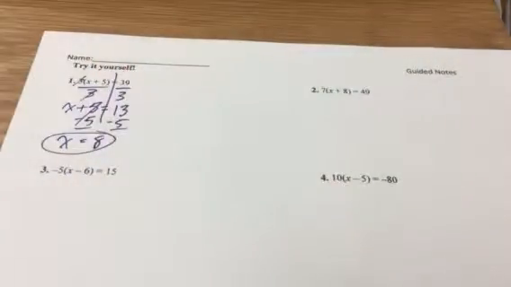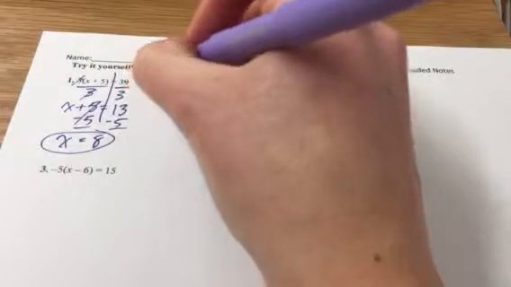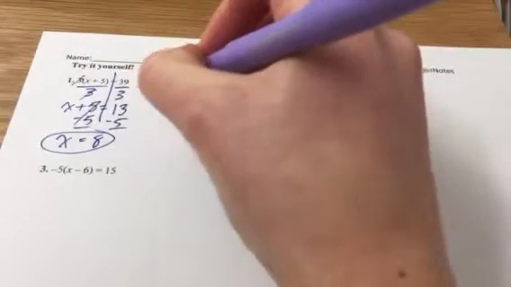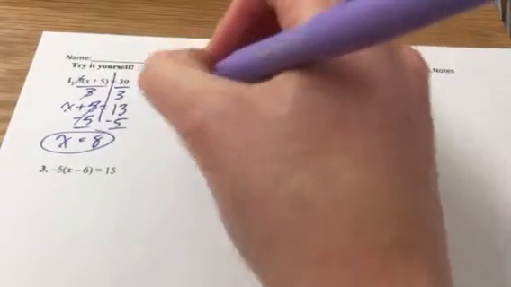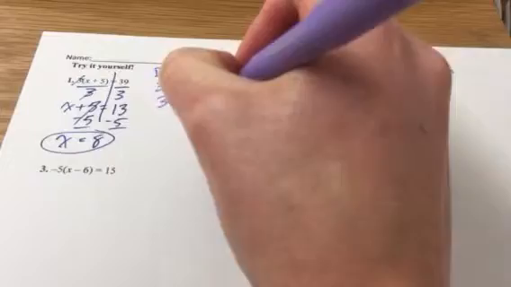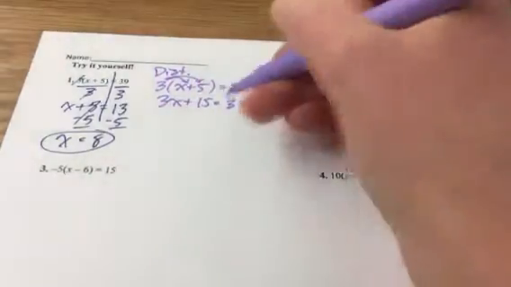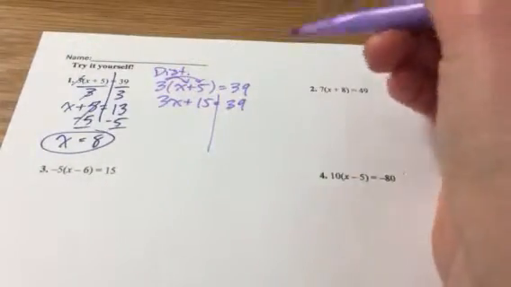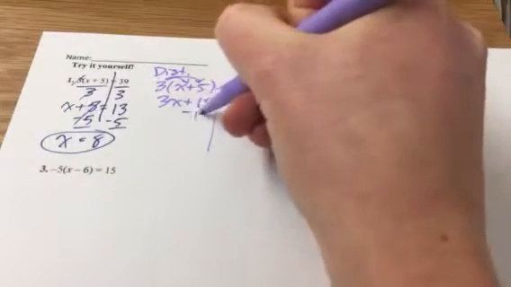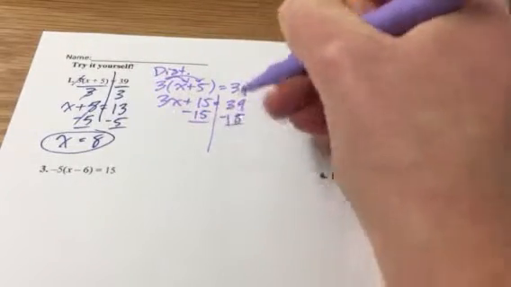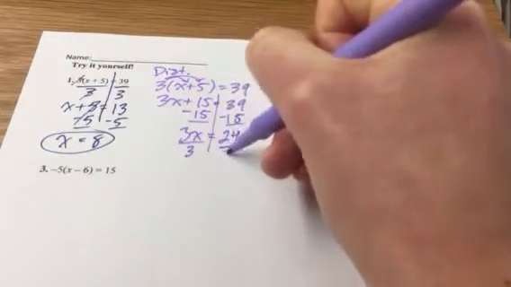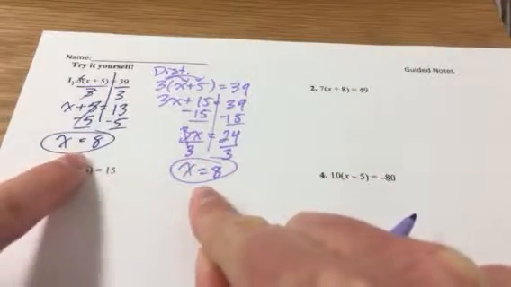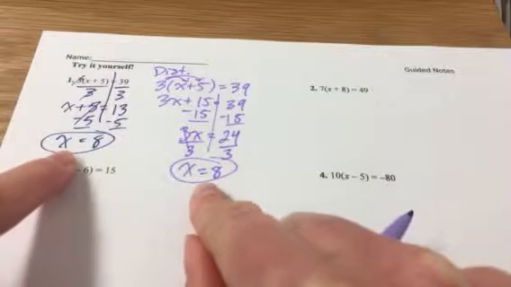Now let's solve this by distributing in and see if we get the same answer. So this is going to be, if we distribute in, 3 times x plus 5 equals 39. I'm going to go ahead and multiply in, and I get 3x plus 15 equals 39. Now I'm going to use my reverse order of operations. I'm going to get rid of addition first. So I'm going to get rid of the 15, and I get 24 equals 3x. Then I divide by 3, and I get x equals 8. So as you can see, both of these methods give you the same answer.